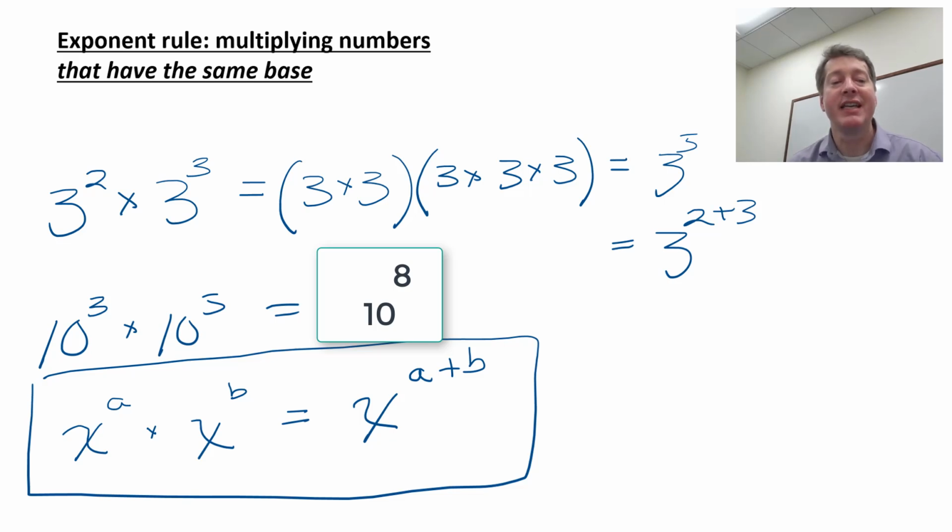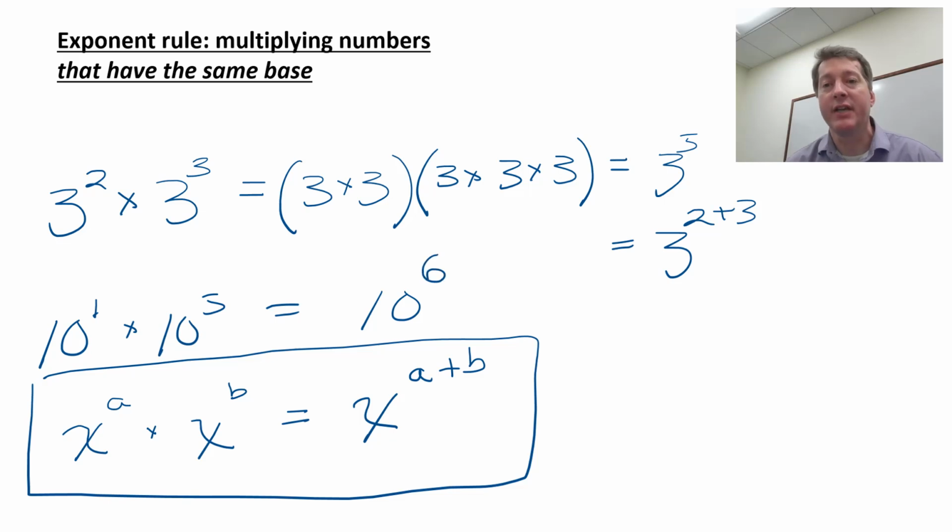If I go back to this example above where I had 10 cubed times 10 to the 5th, suppose I change this a little bit. Suppose I ask what is 10 times 10 to the 5th? Well, 10 is the same as 10 to the 1. So here again, you're just adding the exponents. 10 to the 1 plus 5, that would be 10 to the 6th.